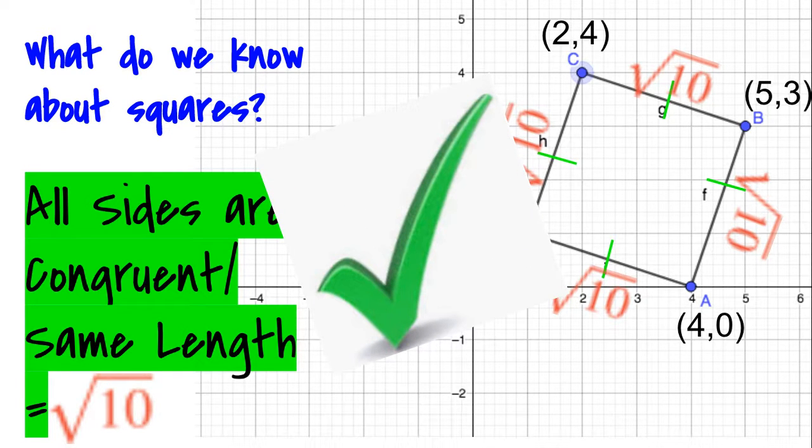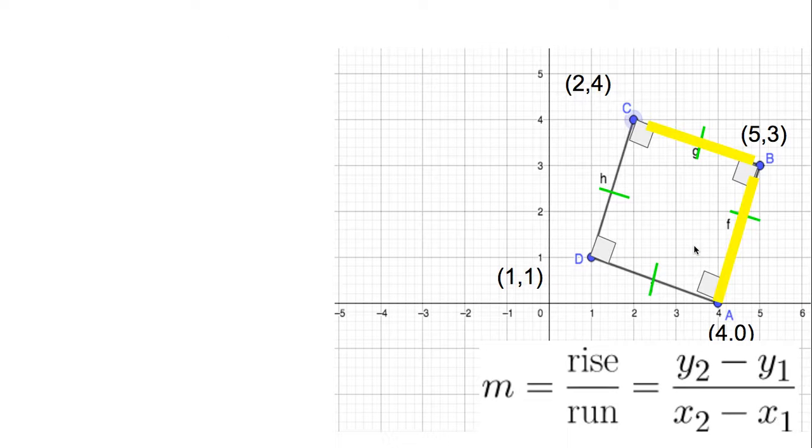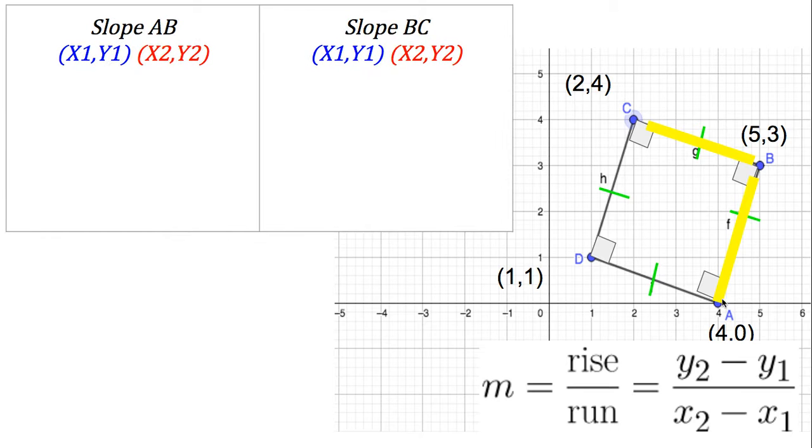We're halfway there. We also need to use the slope formula to prove that these consecutive sides are perpendicular, that all these corners really are 90-degree angles. So let's use the slope formula. We're choosing side AB and side BC as our consecutive sides. Label X1, Y1, X2, Y2 for both segments, and then just handle them one by one.